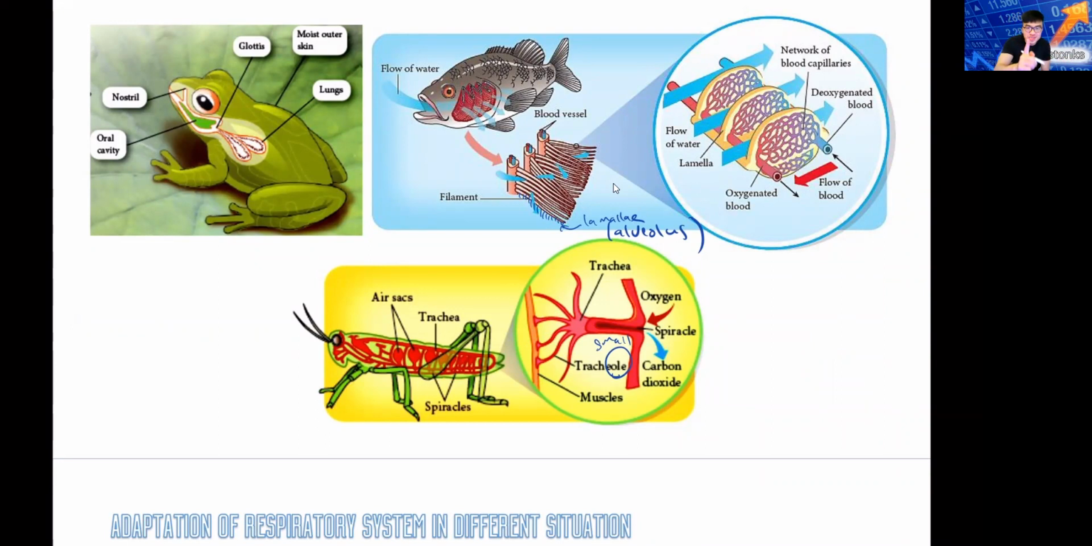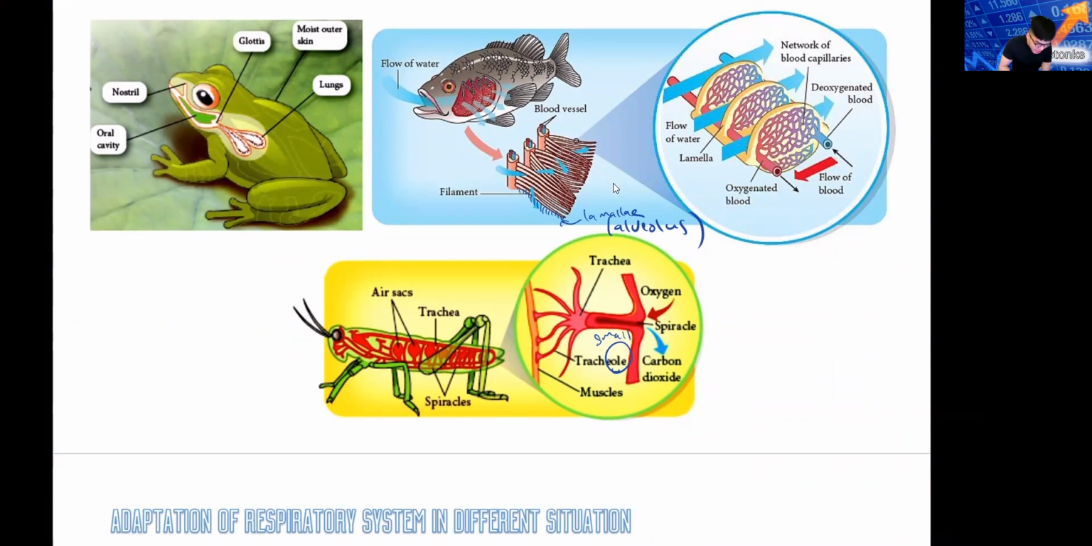Okay, and then you see what's the difference? They will straight away go from tracheole into their muscles or their body cells. That means there's no blood in insects. You see the difference? Okay, take note.